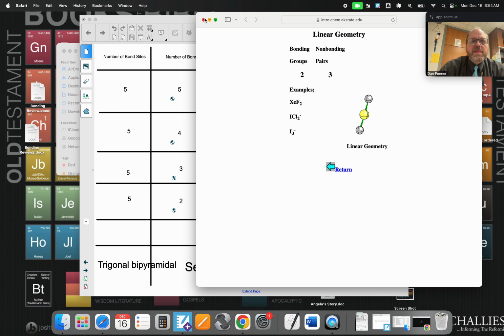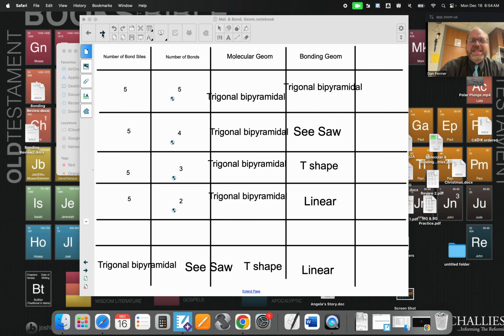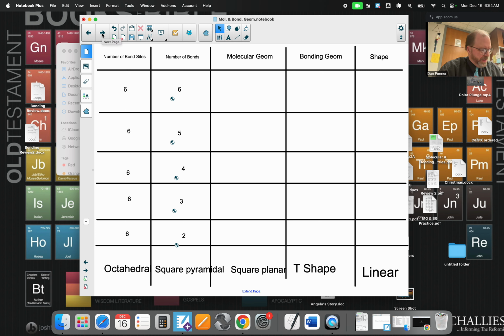Okay, last set then. If we get to 6 bond sites. Now, 6 bond sites, get them as far apart as possible. Where's my 6 bond sites at? I brought it over here. I know I did. 2, 2, 2, 2. Oh, did one of those come off? They did.